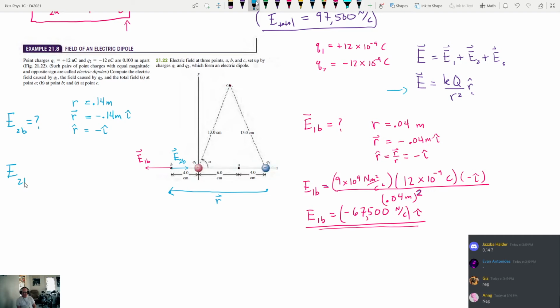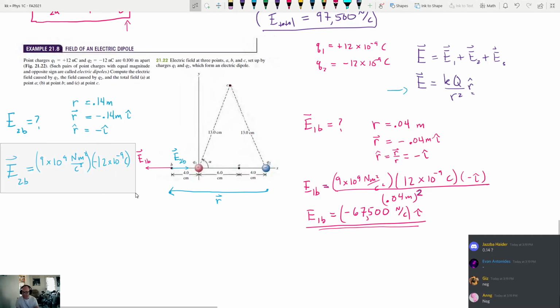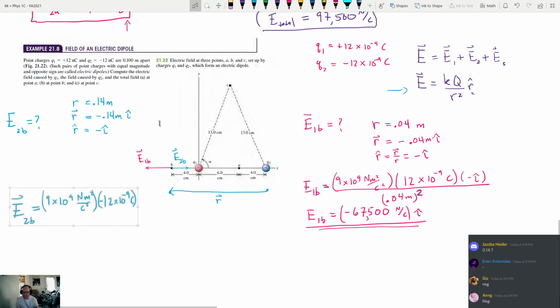So plugging everything in together now for E2B, we're going to get that E2B is equal to K multiplied by the charge, which is negative 12 times 10 to the negative 9 coulombs. Kind of running out of room here. We're going to shut this down. There. We need to multiply that times R hat, which is negative I hat, and divide by R squared, so divide by 0.14 meters, and then square it.